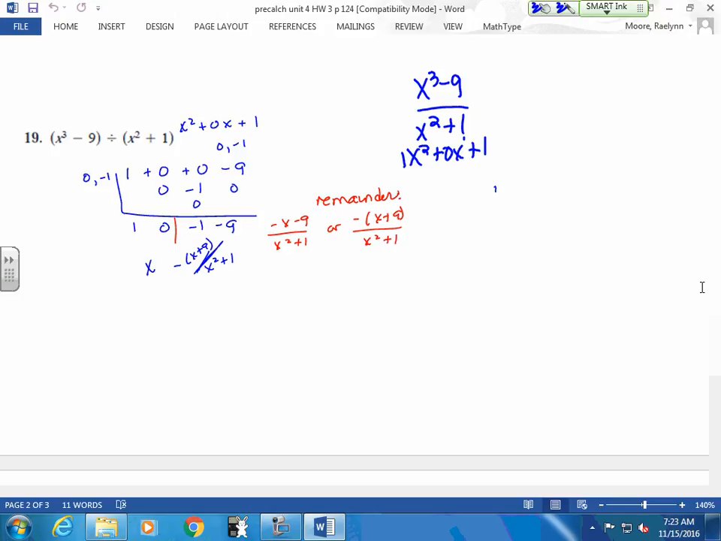Because it's missing a term in there. So technically, if you have an x squared, you should have an x squared, x1, x0. You should have 3 terms there. I didn't get there yet. We didn't get there yet. Sorry, we're gonna lay that out differently.